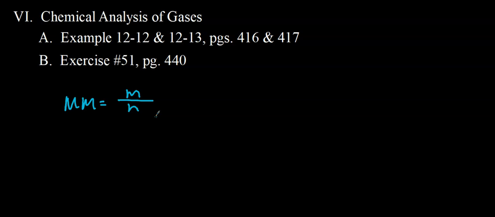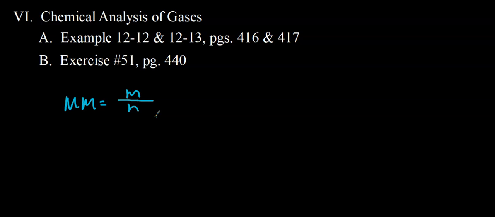So in the book, if you take a look at the top of the next page, it sets it up into 2 steps. Use the ideal gas law to find moles first, and then second step, take the grams of the substance divided by the moles that was calculated, and you get your molar mass.